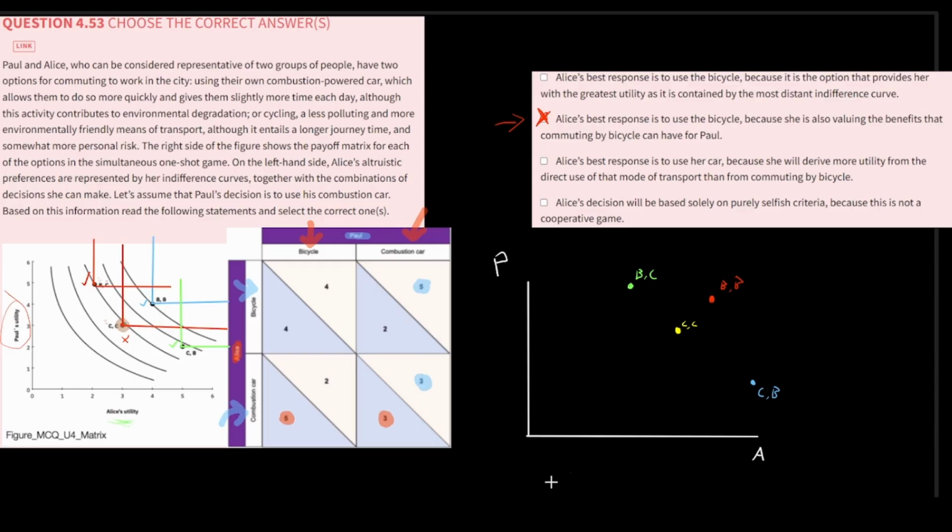Okay. In this scenario here, let's say that Alice is purely selfish. So if we have a purely selfish Alice, the indifference curves would be vertical lines. So just like that would be the indifference curve going through BB, going through CB, going through car, and going through bike car.